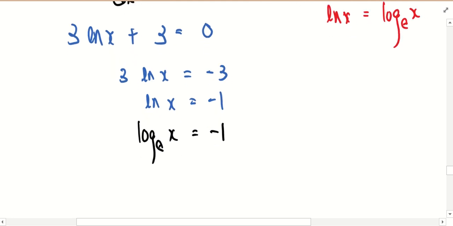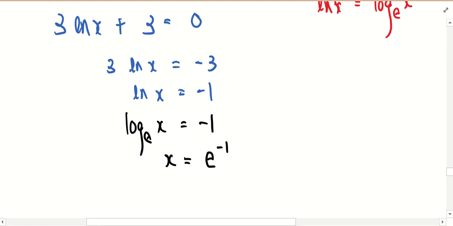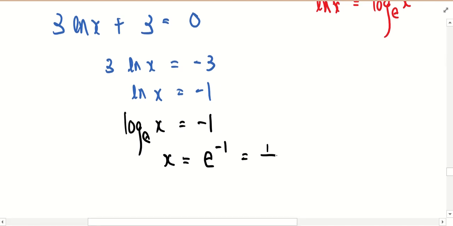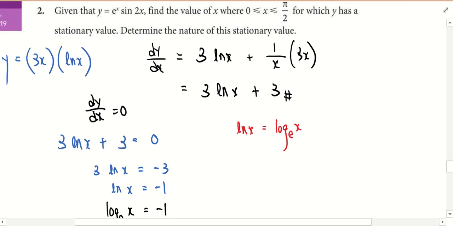Okay, now from logarithmic form, we have to convert to index form. Okay, what is the base? E. Am I right? What is the power? Negative 1. And the main term will always remain. Correct? The base term, the power term, and the main term. So actually, we already found x. If you want to, you can also write 1 over e. Up to you.